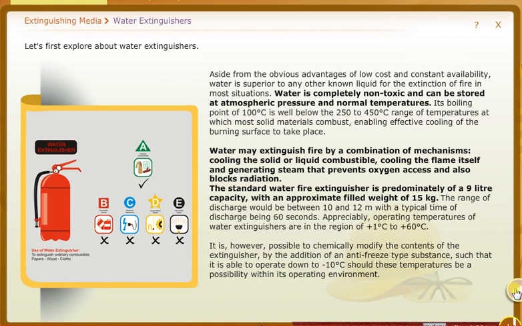Operating temperatures of water extinguishers are in the region of plus 1 degree Celsius to plus 60 degrees Celsius. It is, however, possible to chemically modify the contents of the extinguisher by the addition of an antifreeze-type substance, such that it is able to operate down to minus 10 degrees Celsius should these temperatures be a possibility within its operating environment.